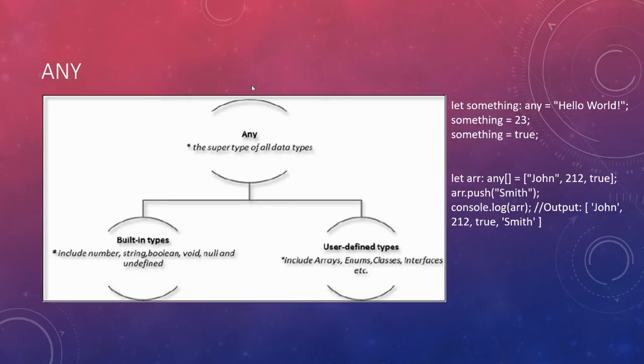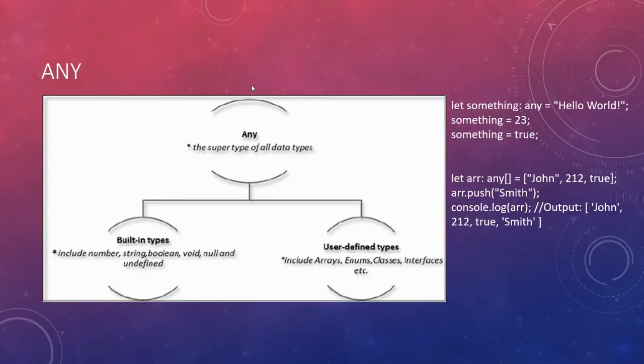So let's see an important data type available in TypeScript: the any data type. The any data type is newly introduced in TypeScript. It is a super type of all types in TypeScript. You can see in the image, it's above the built-in and the user-defined types.